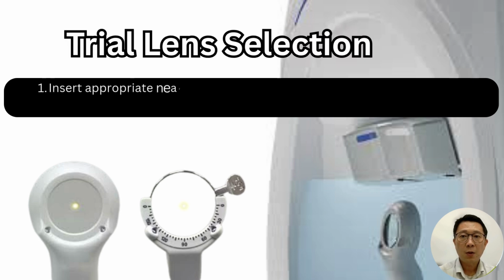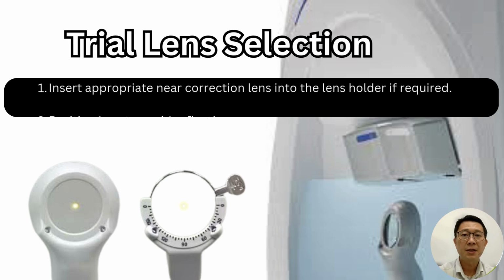If the patient requires near correction, insert the appropriate near correction lens into the lens holder. Make sure the lens is positioned properly so it does not cause diffraction or block the patient's view of the target. Correct placement of the lens ensures a clear image, prevents visual distraction, and helps maintain the accuracy of the visual field test. I will now hand it over to Mr. Sunny to continue with the next step.